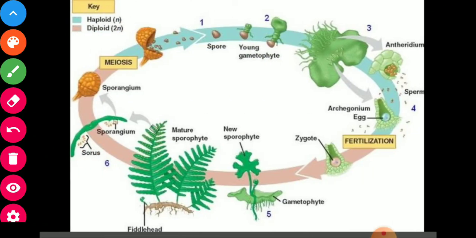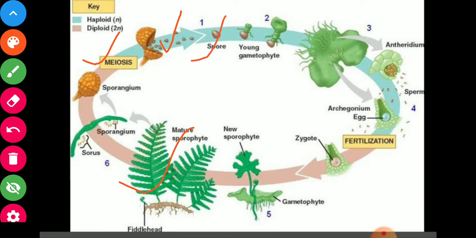See here, this is the life cycle of pteridophytes. This is the main plant on which sporangia are present, and in the sporangia meiosis takes place and spores are produced. These spores are haploid in nature because they are formed by meiosis. So this is the haploid life cycle.